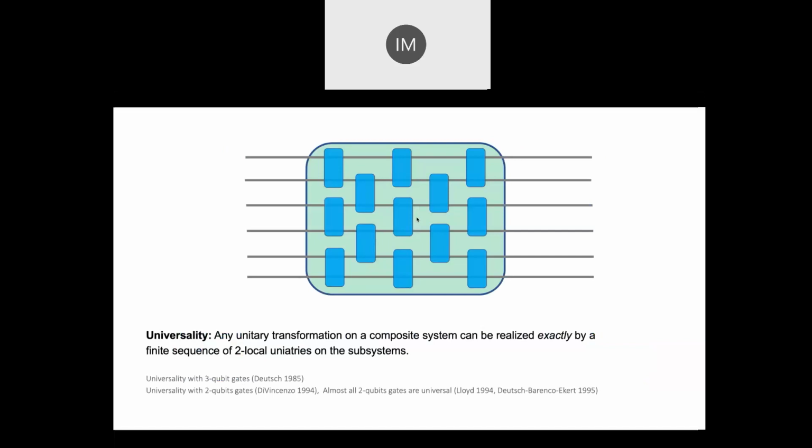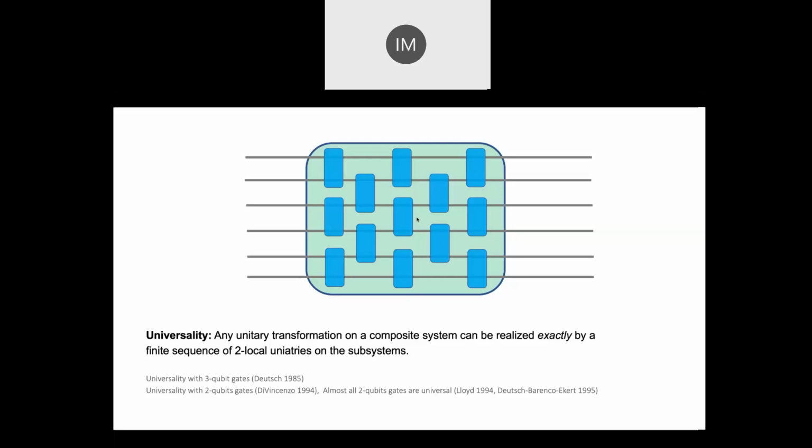So a very well-known result in quantum computing states that any unitary transformation on n qubits can be implemented by a finite sequence of two-local unitaries that act on 2 qubits, and it can be implemented exactly. This result, of course, we now take as a kind of basics of quantum computing. Everybody knows that, but it's interesting that this result was discovered only in 1995.